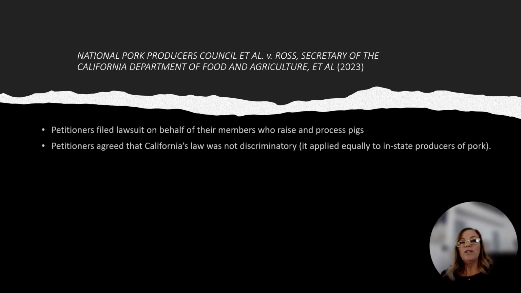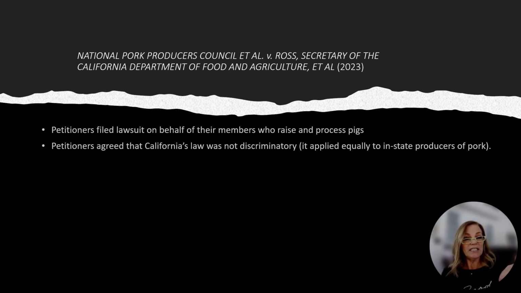And what they said is California's law doesn't discriminate against anybody because everybody has to do that. They're just saying whoever's going to sell in our state can't be cruel to the pigs, right? If you're an in-stater, you want to sell pork here, you can't be cruel to the pigs. If you're not a stater and you want to sell here, you can't be cruel to the pigs. So it didn't discriminate, but the petitioners didn't like it because they were like, well, why do we have to do this? And they said, and we know it's not discriminatory because it applies to all the states equally.